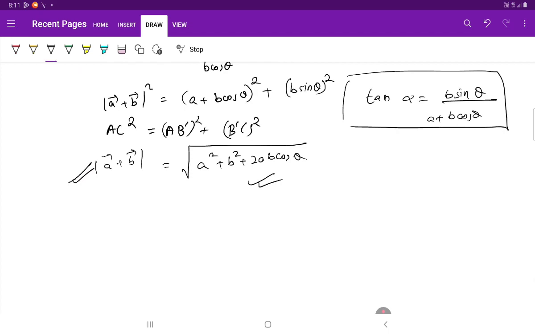And another thing, AB cos theta, we generally write it as A dot B. It's written as AB cos theta. We'll be talking about dot products and cross products. Nothing to worry much.